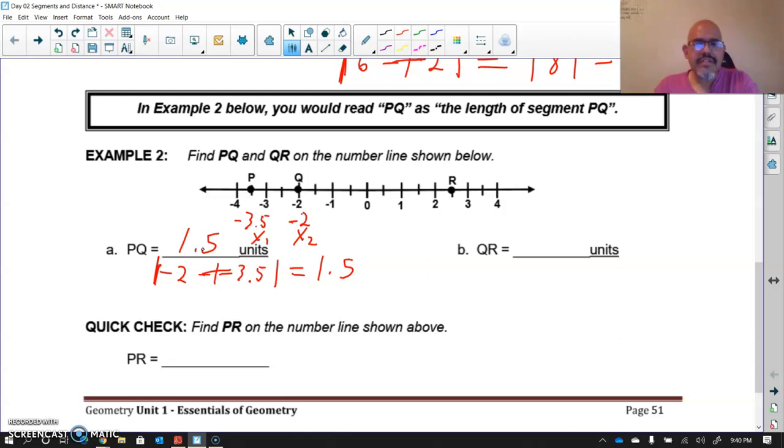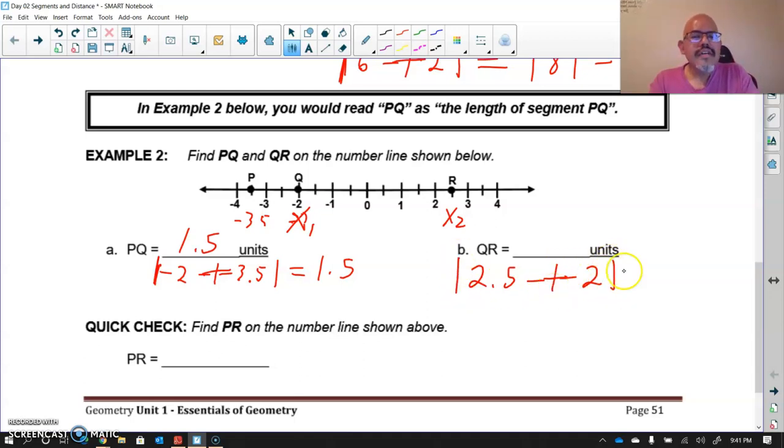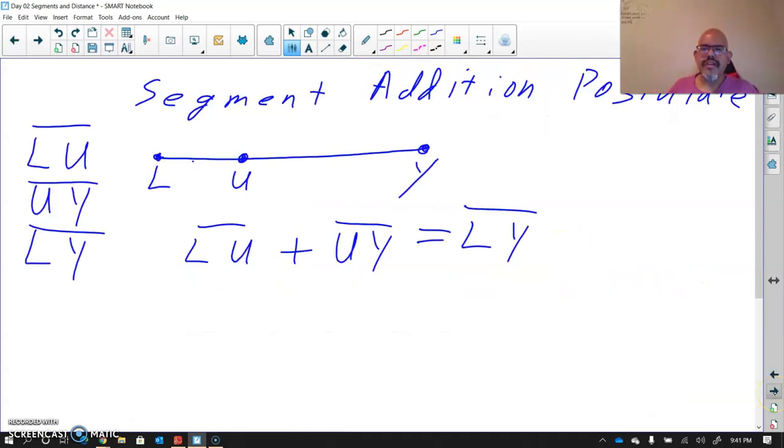For QR, it's almost the same thing. This is at 2.5. So at QR, we're looking at this as x1, and this is x2. So we have 2.5 minus -2, absolute value. So that just becomes 4.5. We'll look at that a little bit more later.